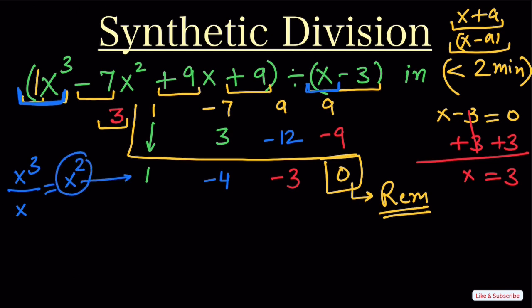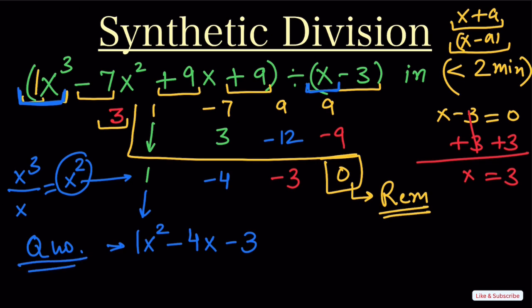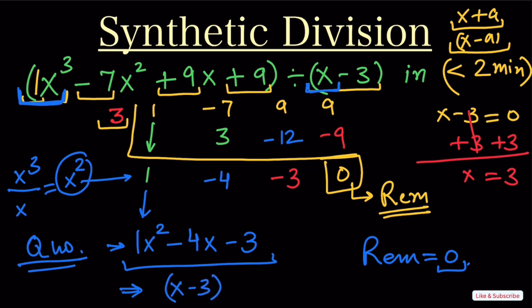That goes along with the first number right here. That gives me 1x squared. Now the next number will be one power less than x squared, that is x, so that's negative 4x, minus 3. That is the quotient when you divide them. So this is the quotient and the remainder is equal to 0. Now one thing I want to make clear: as the remainder is equal to 0, in that case x minus 3 is a factor of the given polynomial, right?